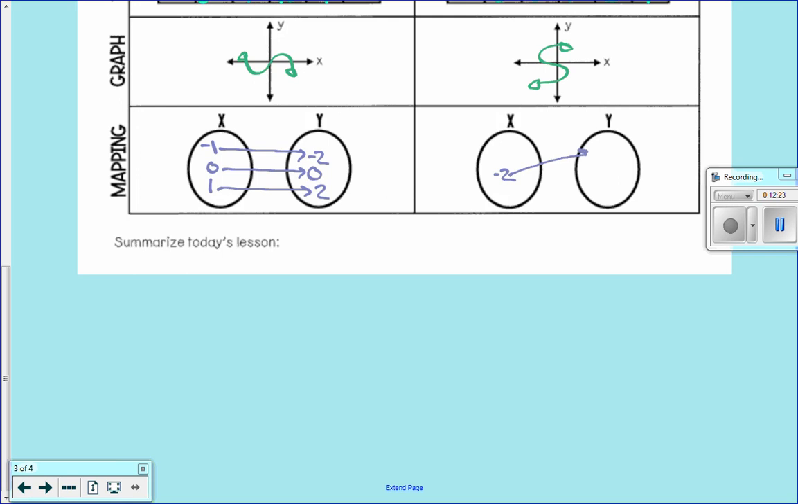And a non-example. Good. Give them one big clap. 1, 2, 3.